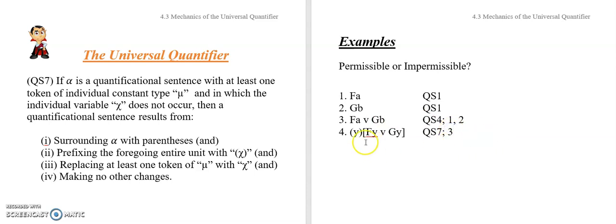All right, that is impermissible. You cannot do that, right? You have to stick to replacing at least one token of a fixed individual constant type. Here you're doing it to A and B. If they're both A, that's fine. If one's A and one's a different individual constant type, you cannot do it. So this is impermissible, forbidden, criminal, don't do it.